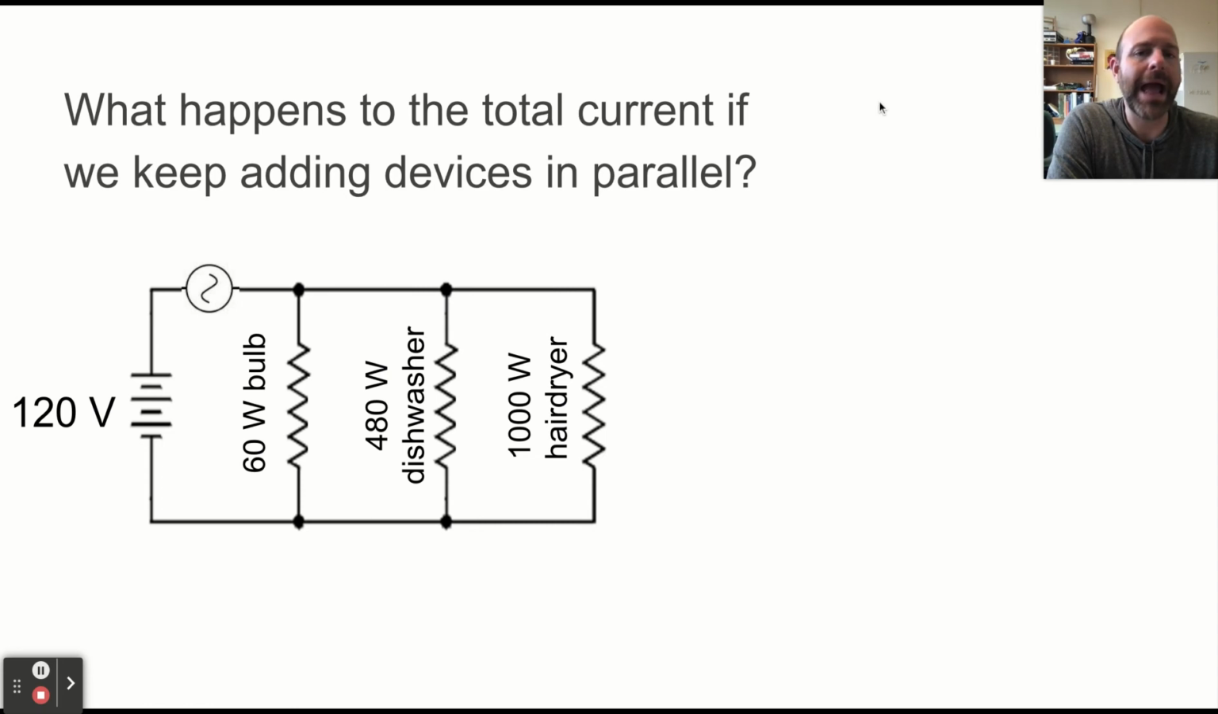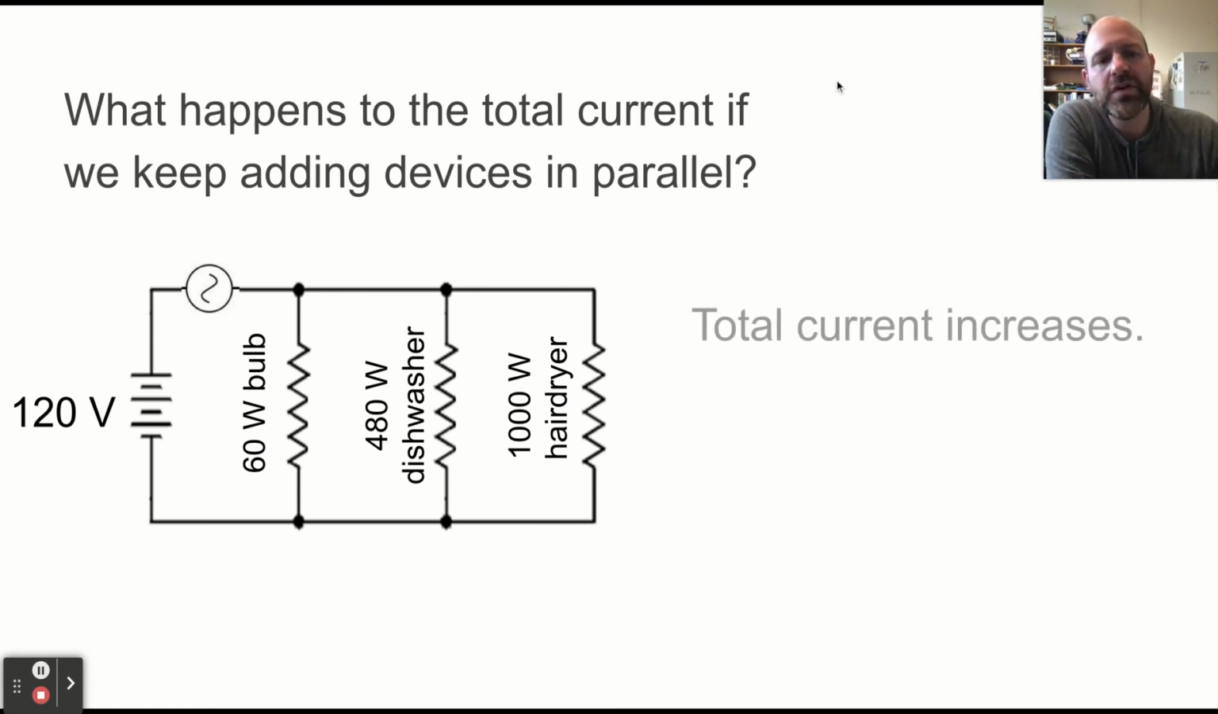So what happens if you keep adding things in parallel? Well, we know that if you keep adding them in parallel, the total resistance will go down and the total current coming from that power source will go up. And in the case of your house, this is not from a battery, it's from the electric company through an outside connection. The specifics of that are not something we're going to get into here. But if you keep adding and adding them, the total current increases.